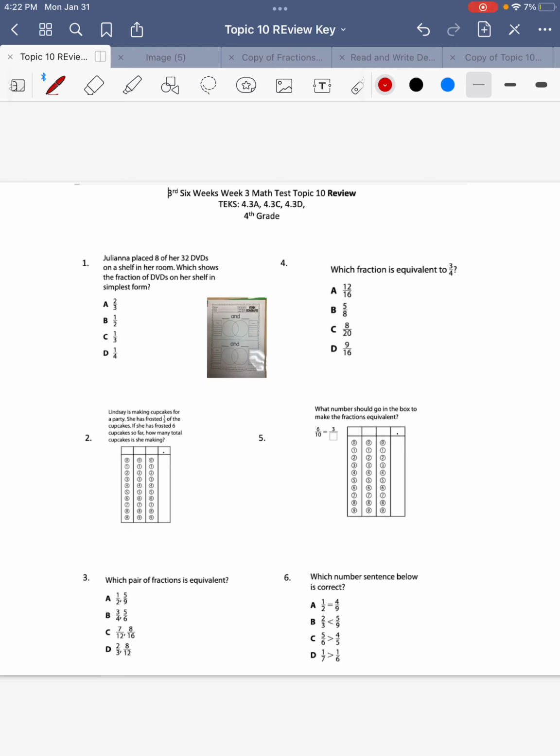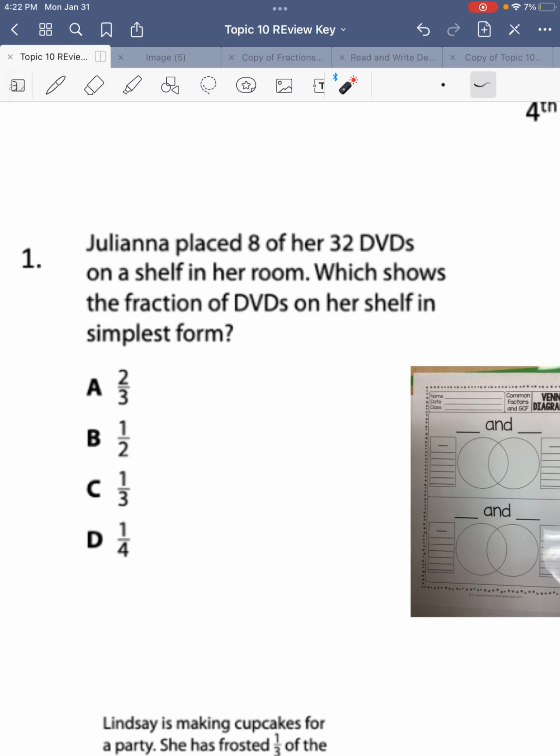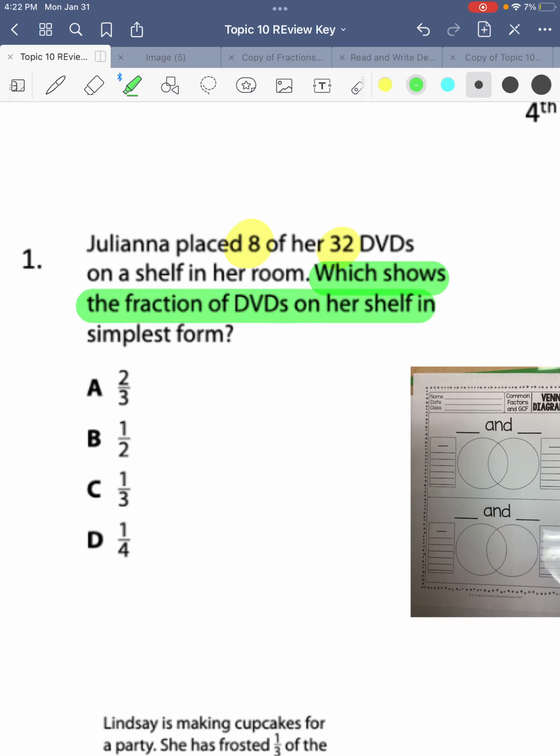Hi boys and girls, so I'm doing the review for topic 10, okay? So the review for topic 10. I'm going to start with number 1. It says, Julian placed 8 of her 32 DVDs on a shelf in her room, which shows the fraction of DVDs on her shelf in simplest form, okay?